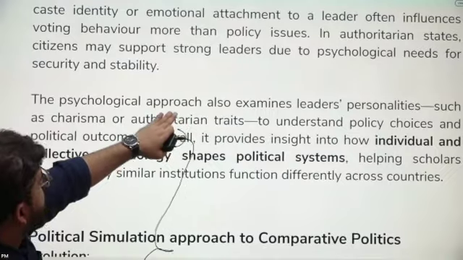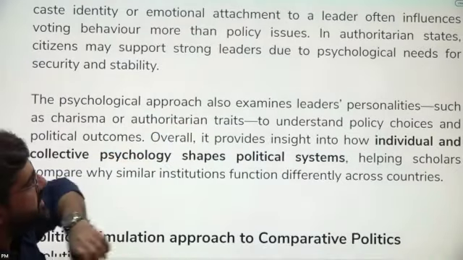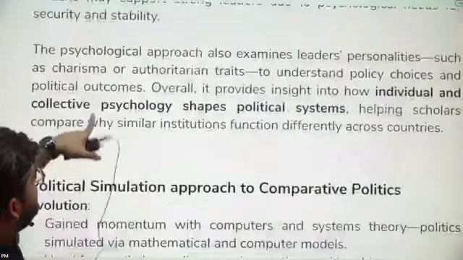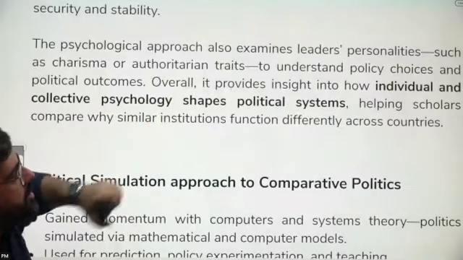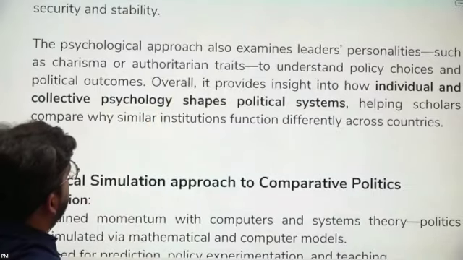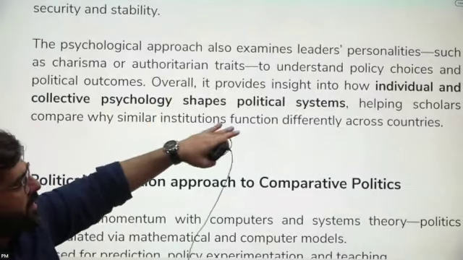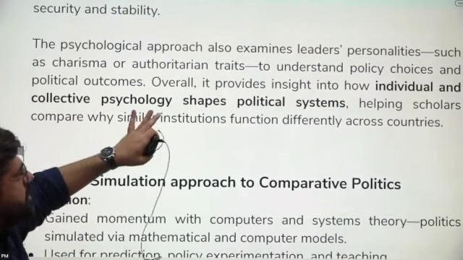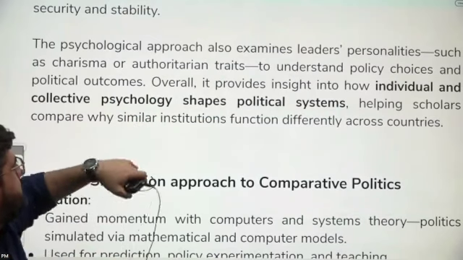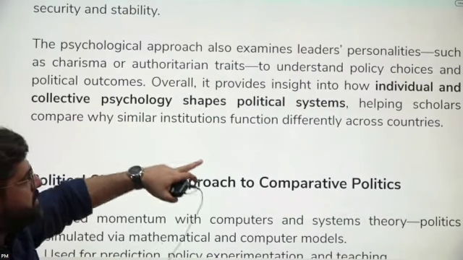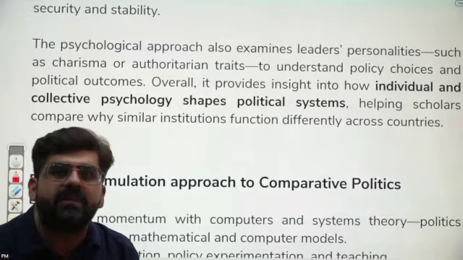Look here, the psychological approach also examines leaders' personalities, such as charisma or authoritarian traits, to understand policy choices and policy outcomes. Overall, it provides insight into how individual and collective psychology shapes political systems, helping scholars compare why similar institutions function differently across countries.